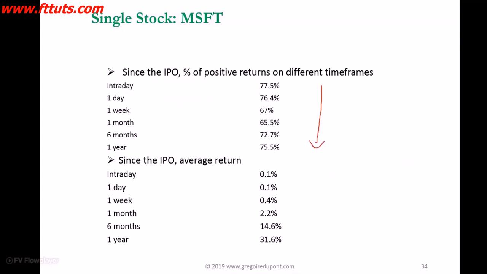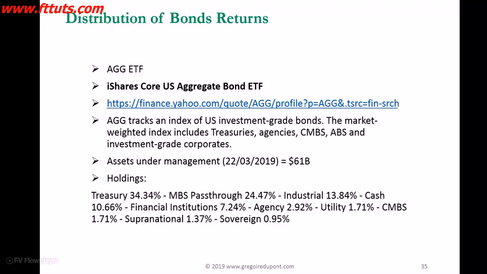So since the IPO, let's look at the percentage of positive returns for Microsoft on different time frames. More or less, most of the time, from 67% to 75% here, Microsoft will be positive from 1 day to 1 year. And the average return, if you are holding Microsoft from 1 day to 1 week, as we've seen before, will be close to 0% and up to 32%-ish after 1 year.